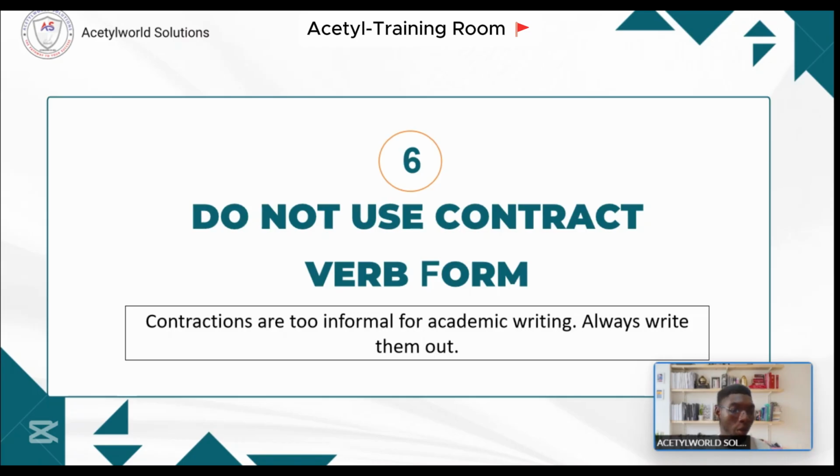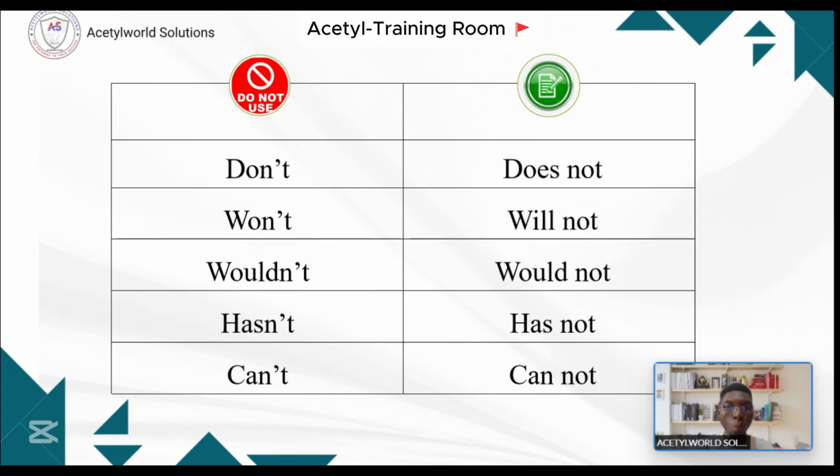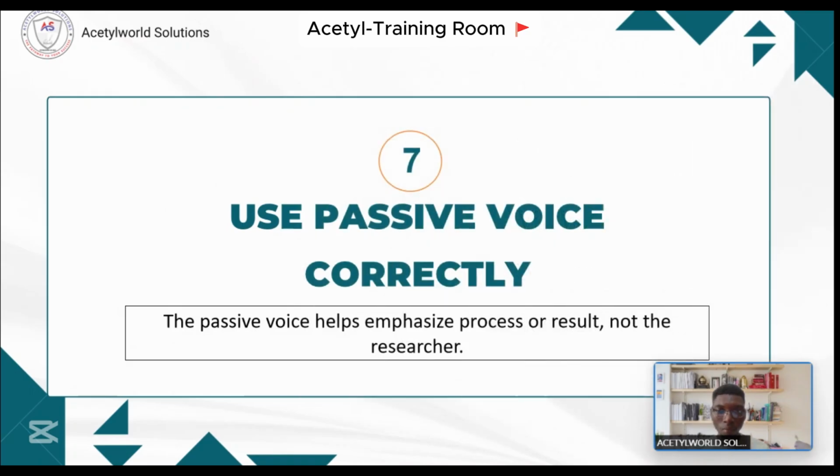Always write them out. Use does not. Won't, use will not. Wouldn't, use would not. Hasn't, use has not. Can't, use cannot. It is very appropriate and more in line with academic tone to not use contracted verbs. You understand? So it stimulates clarity, and it maintains academic tone.